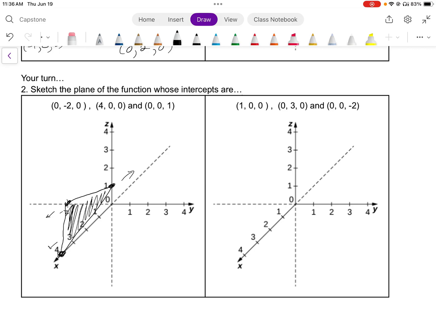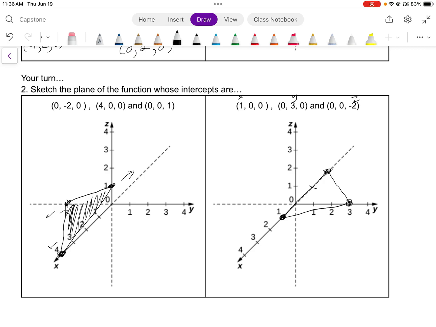On our next one, this is x, this is y, this is z. So we have 1, 0, 0. That's right here. We have 0, 3, 0. That's here. And we have negative 2 here. So, okay, this one follows right along the x-axis.